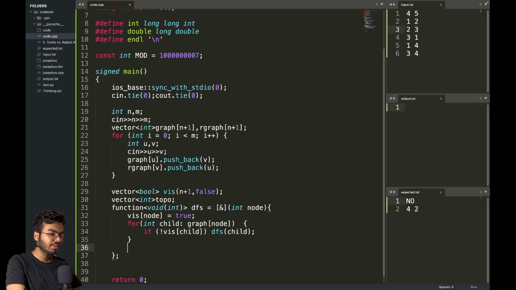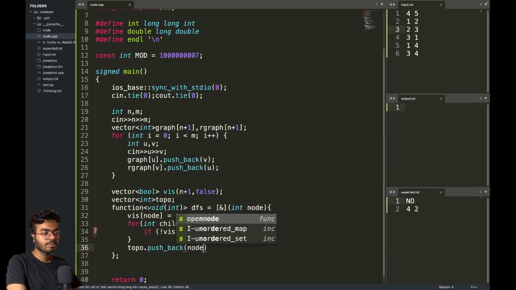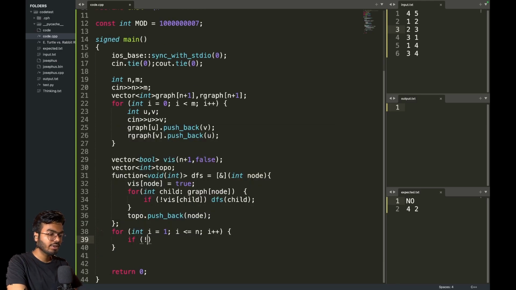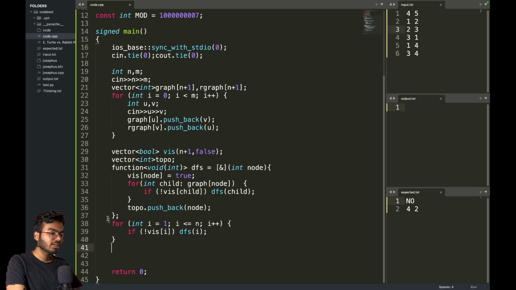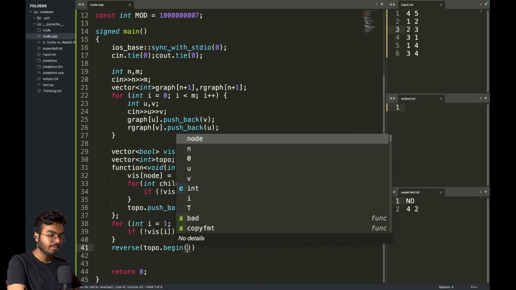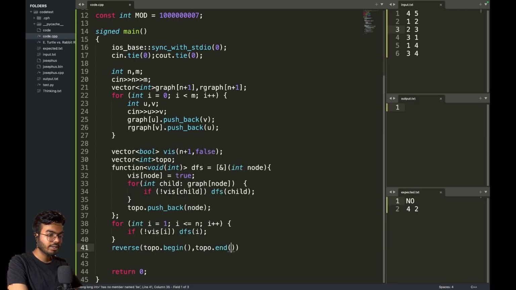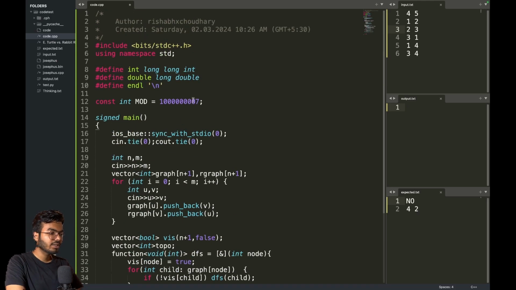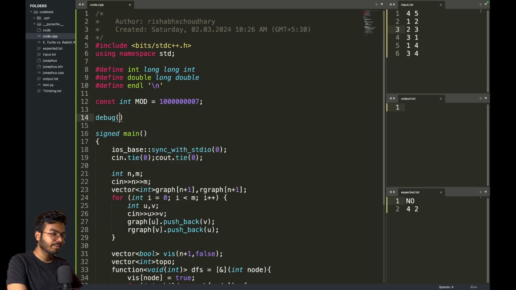Once this is done, I will say topo dot push_back node. And now I will have to go for every node. If not visited, I will say dfs i. This will give me the topological sort in reverse order, so I will have to reverse it: reverse topo dot begin comma topo dot end. Okay, so now I have this. Let's actually debug what we are actually getting.